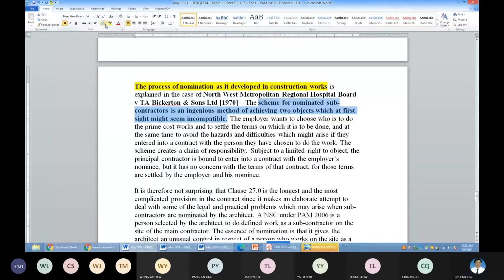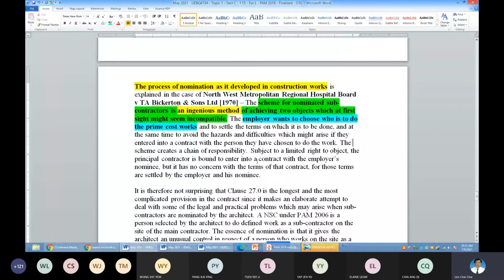So NSCs, please remember, is more towards the specialist work. The nominated subcontractor is usually for the specialist work. So the whole purpose is an ingenious method. They call it ingenious method. To me, it's an unfair method. Okay, so it is for the employer to choose which one to work on the prime sum work, like electrical, mechanical works, or aircon, or something that is very, very specialized. Okay, so this is one of the main purposes of the NSC system.